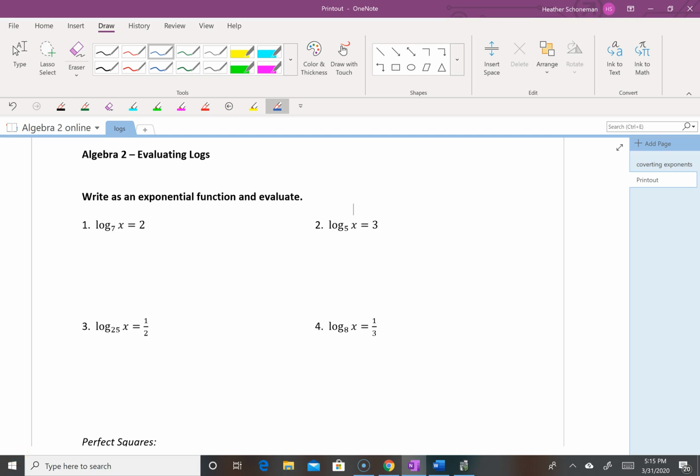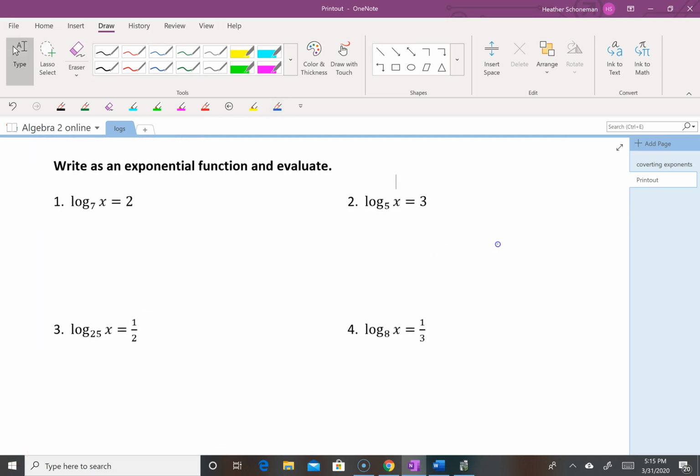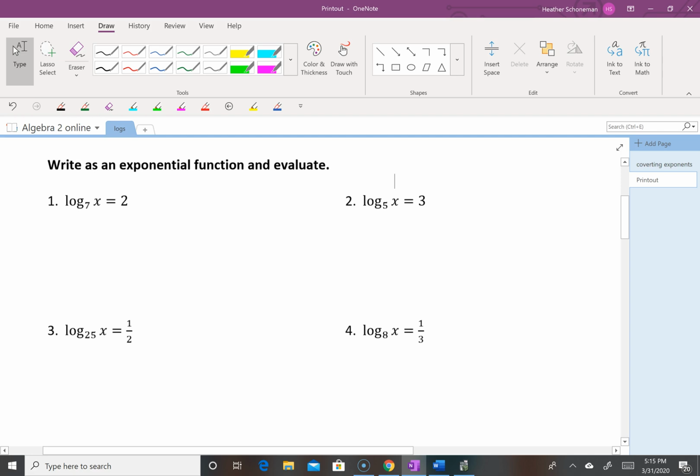Okay, today is day 2 of logs, and today we're actually going to be evaluating or solving or getting an answer for some of these problems. Last time we were just rewriting them so that we'd have the ability today to solve some. So the first group of problems says to write as an exponential function and then evaluate. Well, we do actually know how to do that because this 7, if you remember, is our base, so it's 7, and then these two things flip, so it's 7 squared equals x, and we can solve.